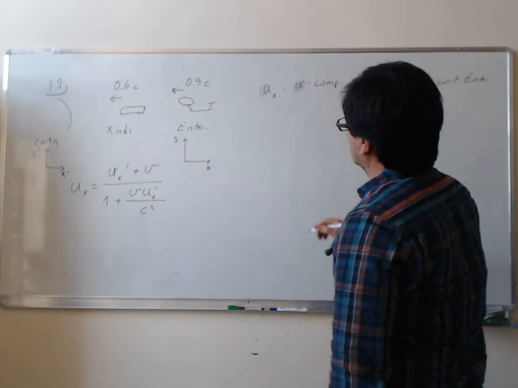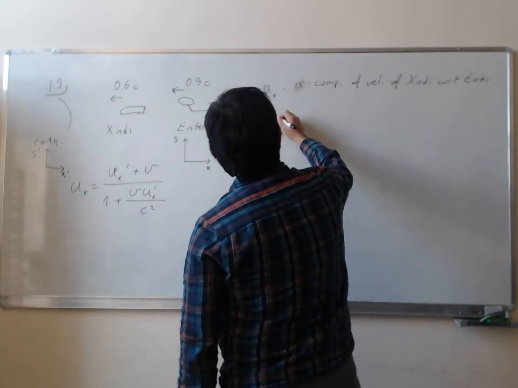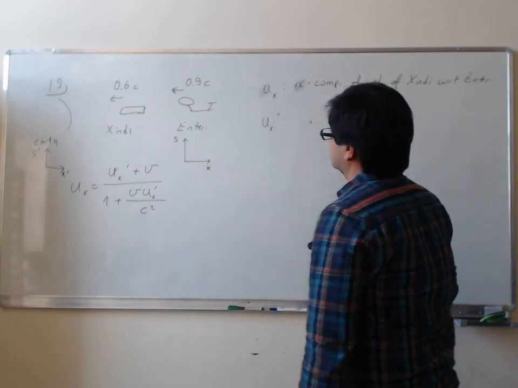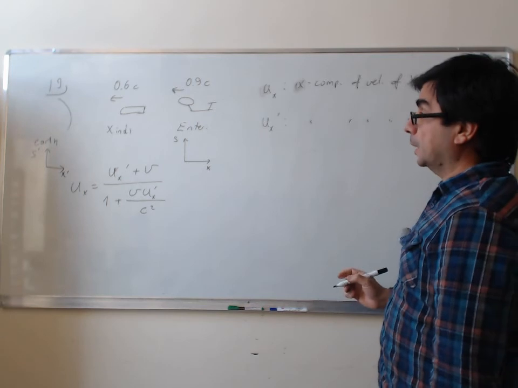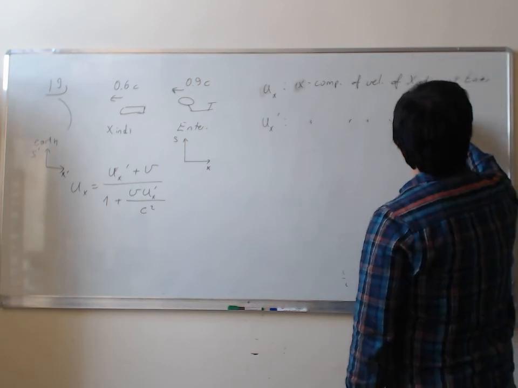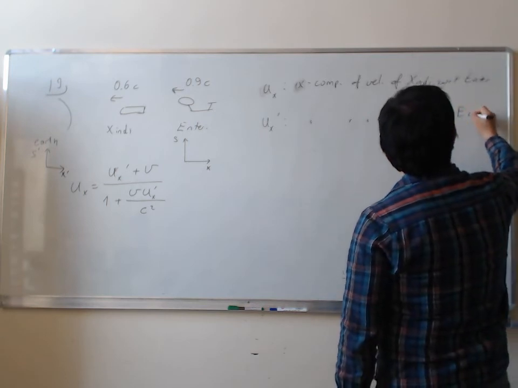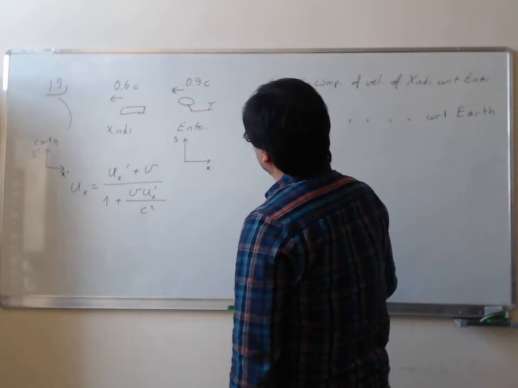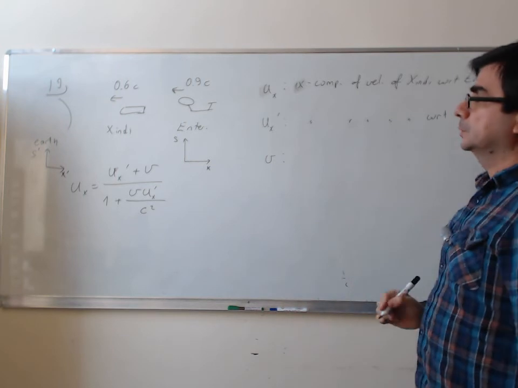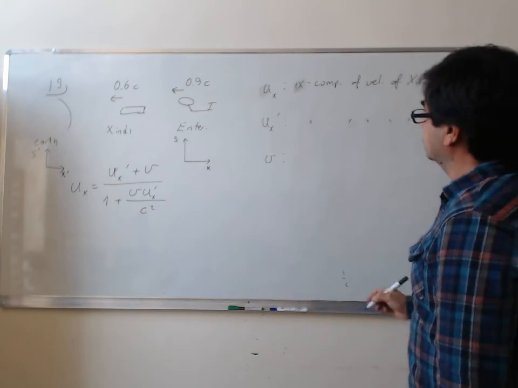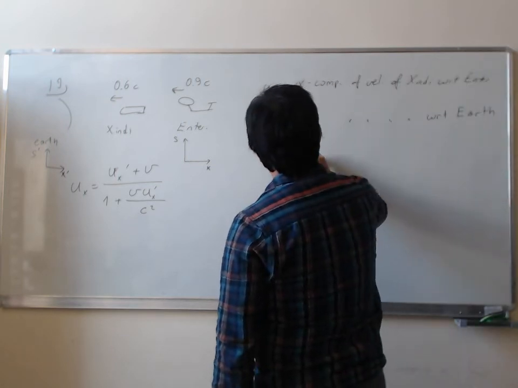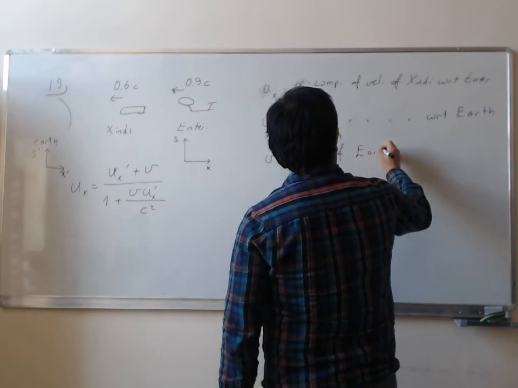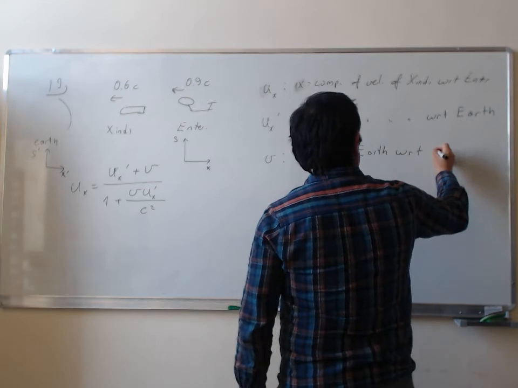Okay, ux prime is the x component of velocity of Zindi. It's the same object we are talking about, but now in the prime coordinate system with respect to Earth. And v is the velocity of the primed coordinate system with respect to the unprimed one, the x component, or just the velocity, let's say, velocity of Earth with respect to Enterprise.